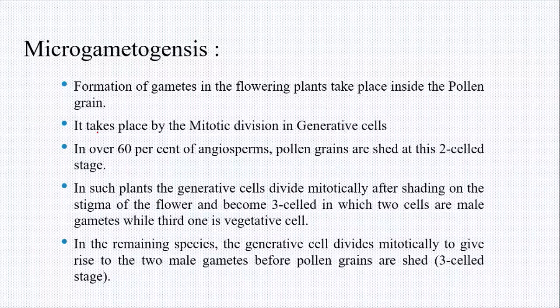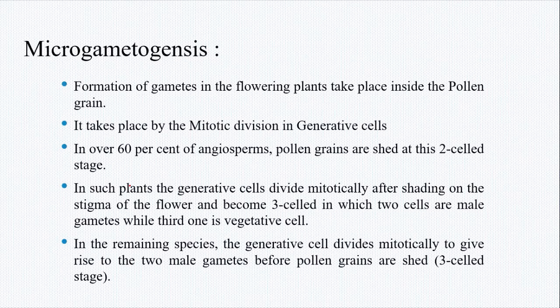It takes place by the mitotic division in the generative cell. When mitosis takes place in a generative cell, the formation of microgametes takes place. In over 60% of angiosperms, pollen grains are shed at the two cell stage, that is a generative cell and a vegetative cell. But in 40% of the plants, the pollen grains are shed at a three cell stage, that is, two gametes formed from the generative cell and one vegetative cell.